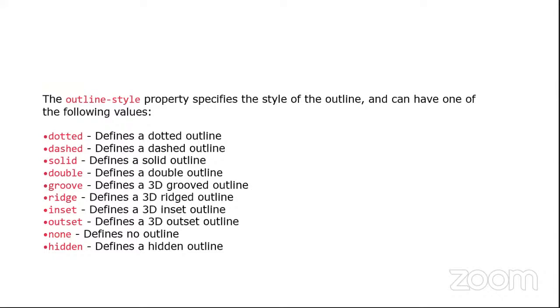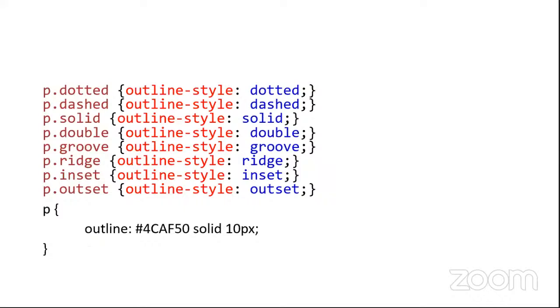So the outline is similar to the border, as we discussed border in the previous lecture. The outline style property specifies the style of the outline and can have one of the following values: dotted, dashed, solid, double, groove, ridge, inset, outset, none, hidden. So as you can see, this is just an example of outline style, like dotted, dashed, solid. So we may define outline style in this way.